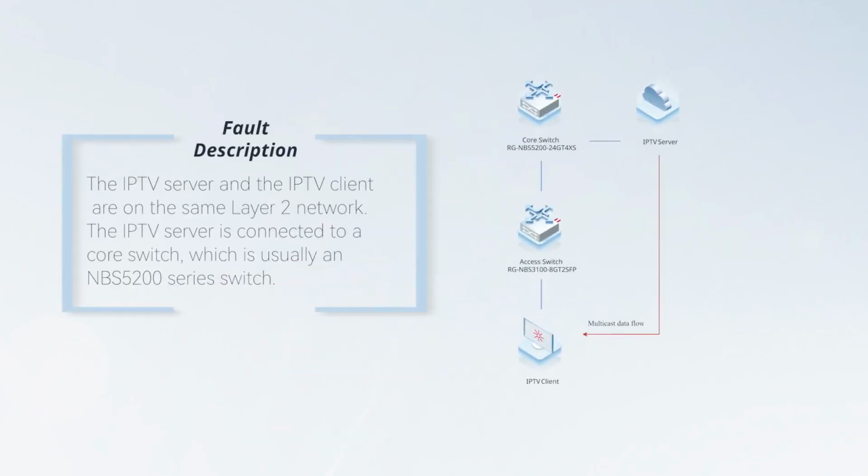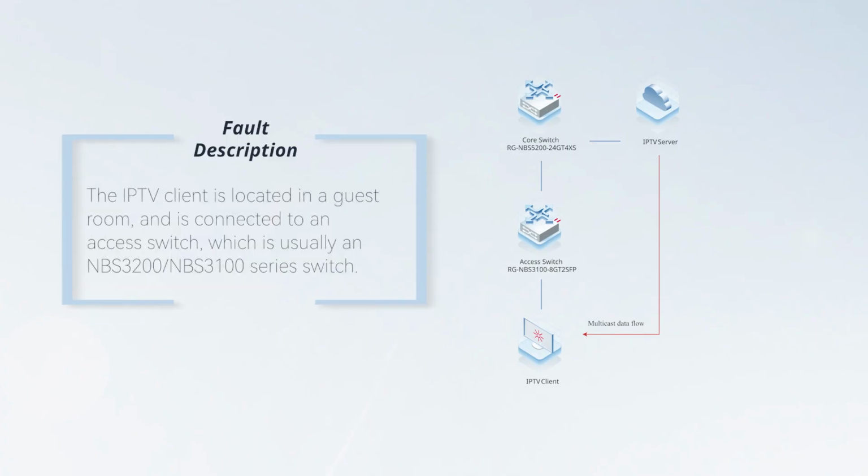As shown in the topology, the IPTV server and the IPTV client are on the same layer 2 network. The IPTV server is connected to a core switch, which is usually an NBS 5200 series switch. The IPTV client is located in a guest room, and is connected to an access switch, which is usually an NBS 3200 or NBS 3100 series switch.